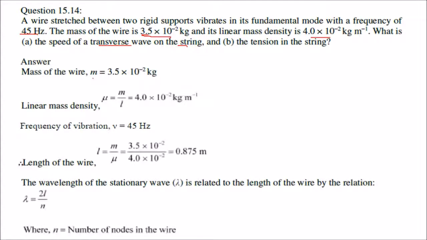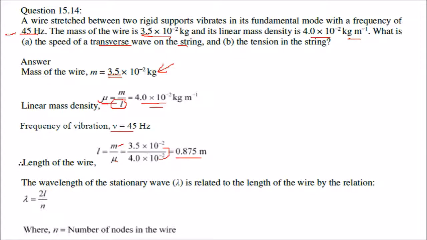So the mass of the wire is given this much. The linear mass density, which we know is mass per unit length, is given here in kg per meter. So mu is given here, and the frequency is also given, 45. Now how to find out the length? You can take length as m divided by mu. Mass is given to us, mu is also given to us. So mass by mu is your length, 0.875. This is the length of the wire.